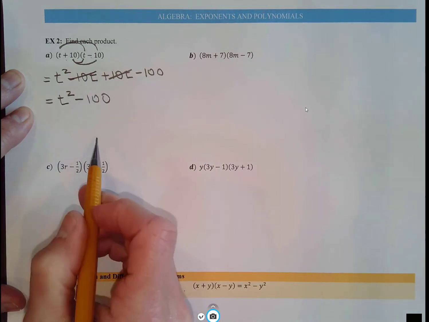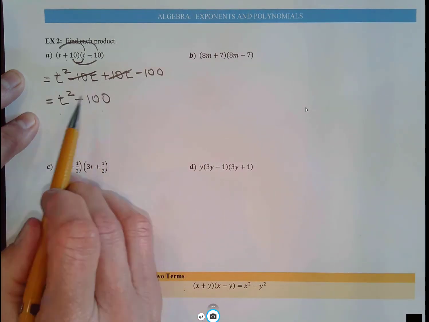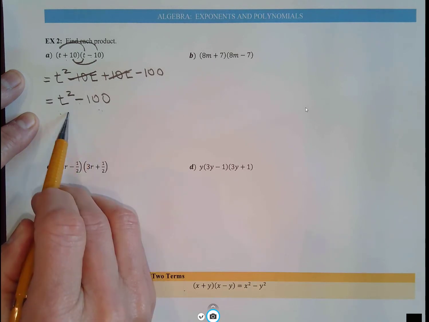We call this outcome a difference of squares because it involves two perfect squares with a minus sign in between.